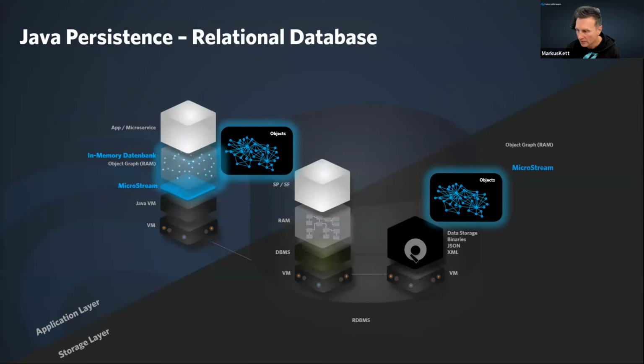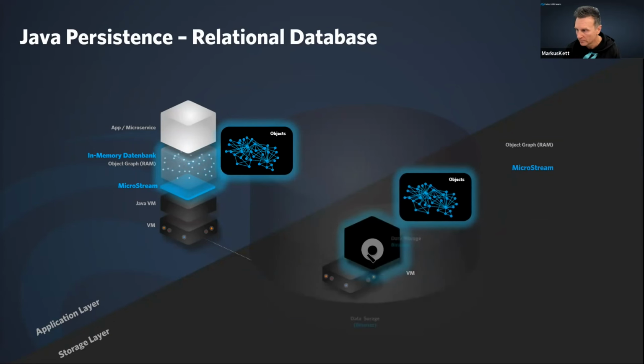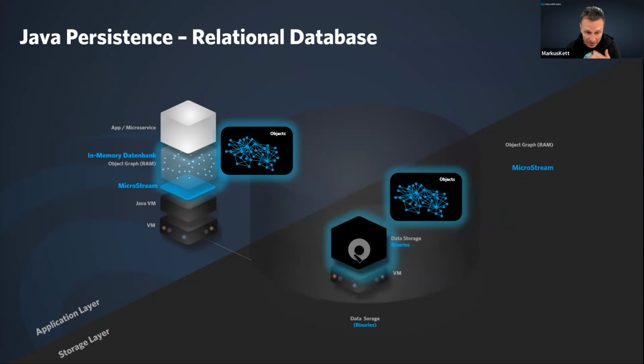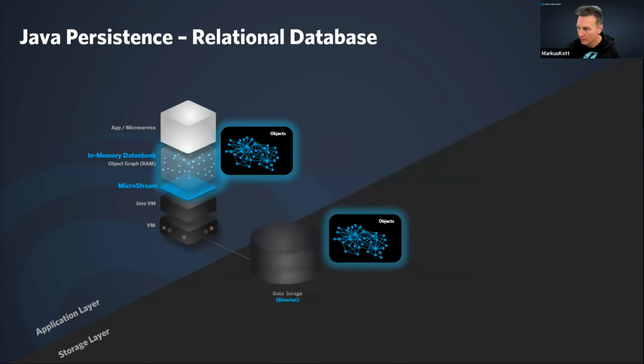So we can now skip the database on the remote machine. And the only thing we need is to store the object graph persistently on a disk. That's it. This is the reason why MicroStream is that simple in terms of the architecture.